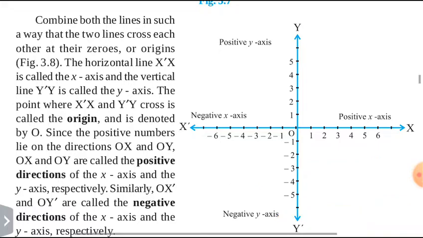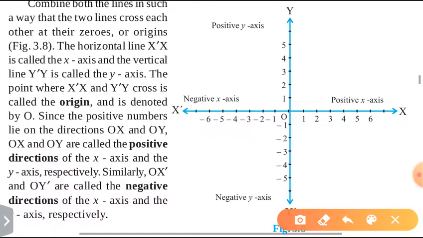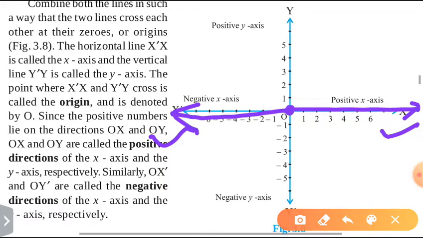Cartesian plane is a very important part of this chapter. So I will explain, just listen carefully. See, this is called the x-axis. From this point to here is the positive x-axis and this is the negative x-axis. Similarly, the whole vertical line is the y-axis, but the upper part is the positive y-axis and the lower part is the negative y-axis.